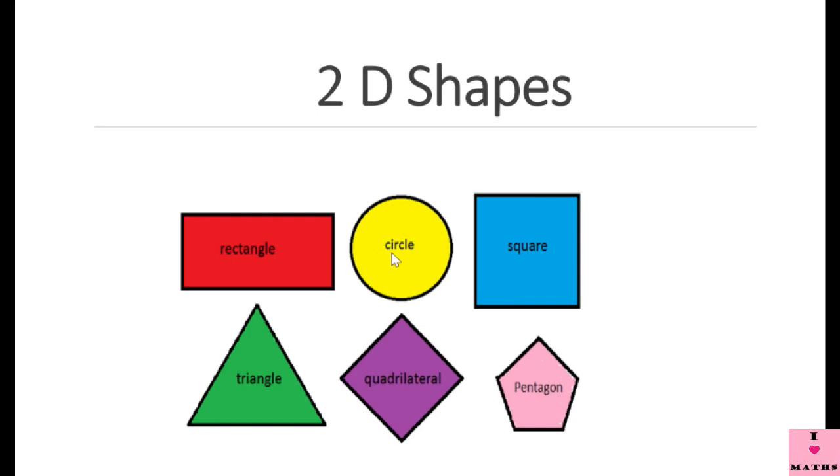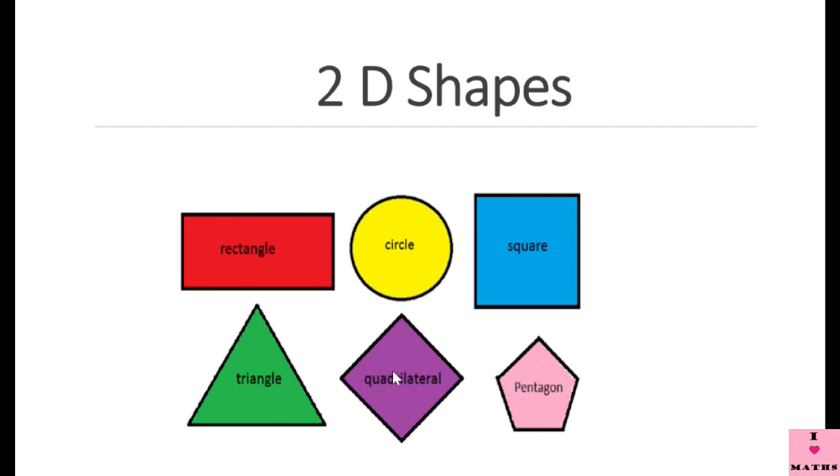Circle. Circle is a closed figure and it's a perfect curve. It's a curved figure. Square. Square again is a four-sided figure. It has four sides which are exactly equal in length. Triangle. Triangle has three sides. Also, it has three corners.